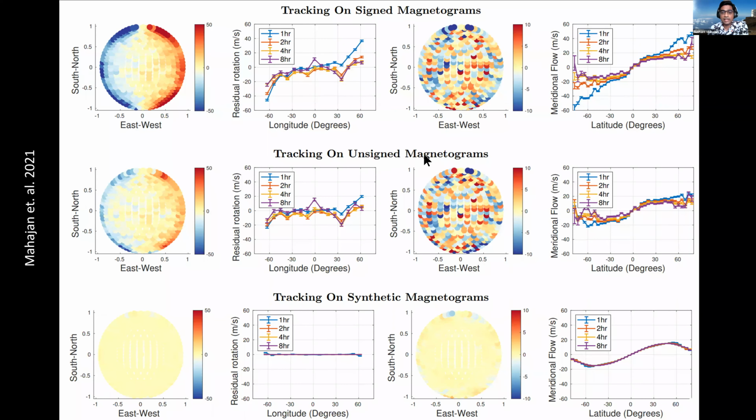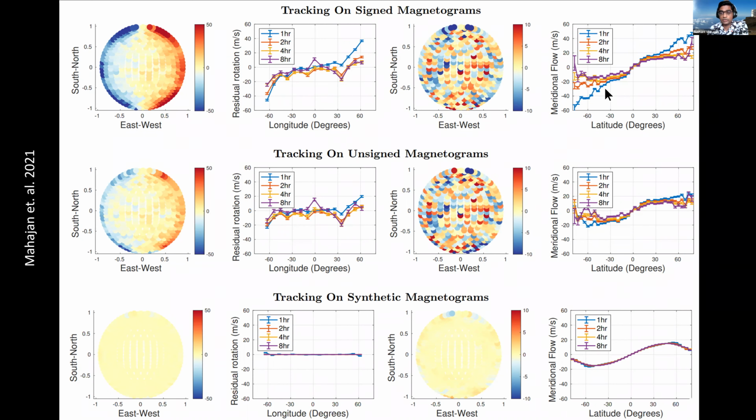When we used unsigned magnetograms to do tracking, this east-west asymmetry in the rotation rate measurements reduced to half its previous amplitude, but there were still differences in terms of variation with time lag.